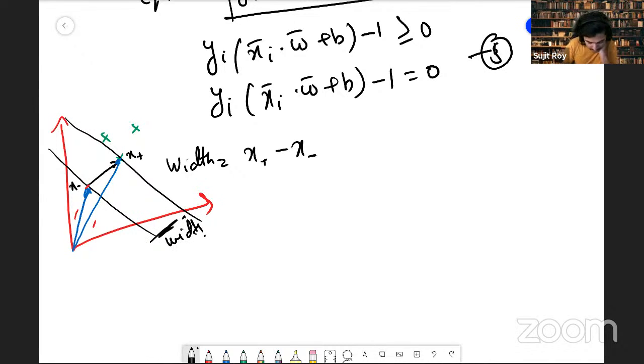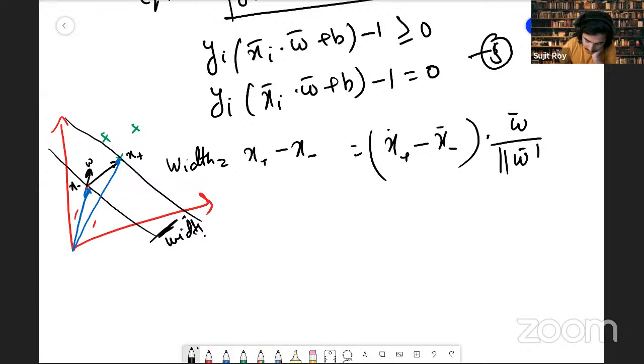So now let's also assume that we have a unit. We can also look at this: if you have a vector projection in this angle and we do the normal projection, the normal vector on this. So we can take that normal w and convert it to a unit vector. So you can write the width as x plus minus x minus, and this will be a dot product with w by the magnitude of w. This will be converted to a unit vector.